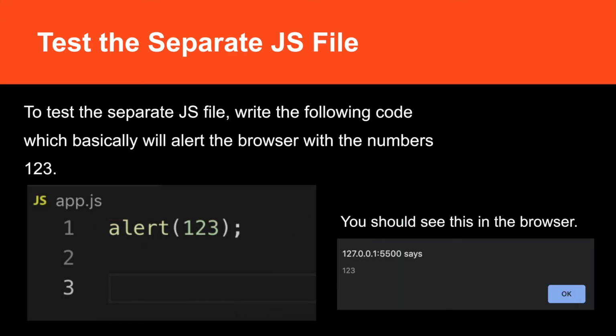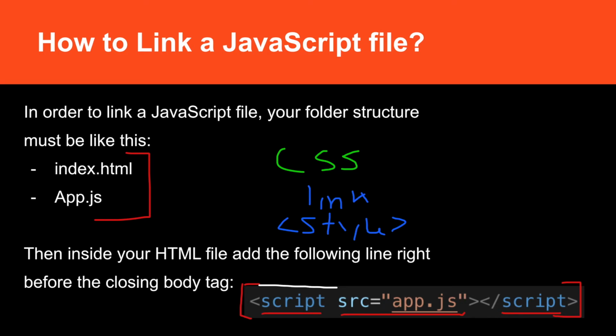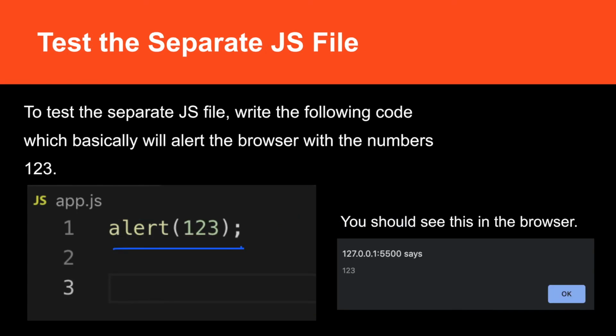So let's test the separate JS file. Inside your JS file, you just want to put alert 123. If you did that correctly, you should see it in the browser. Otherwise, just check your script tag or your JS file and see if you missed something.